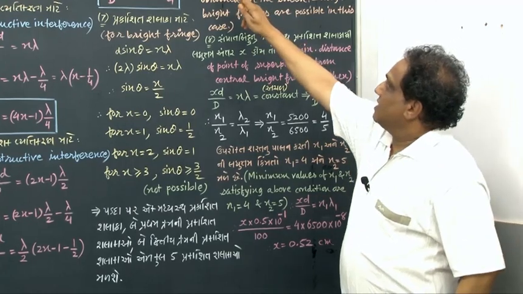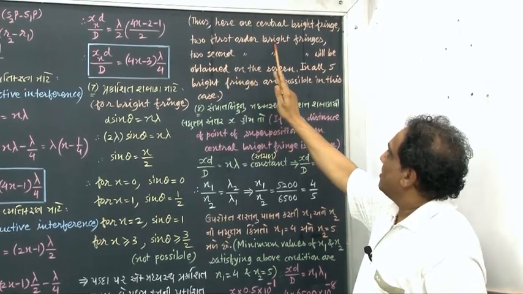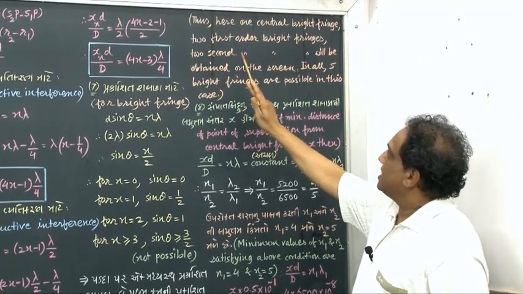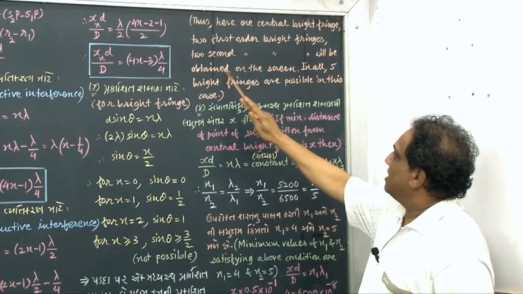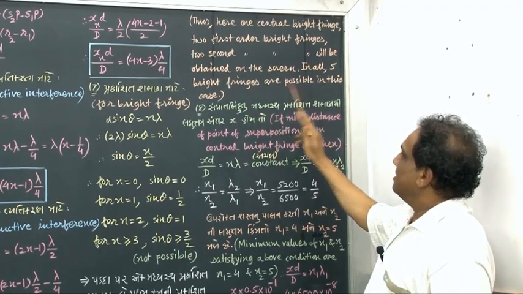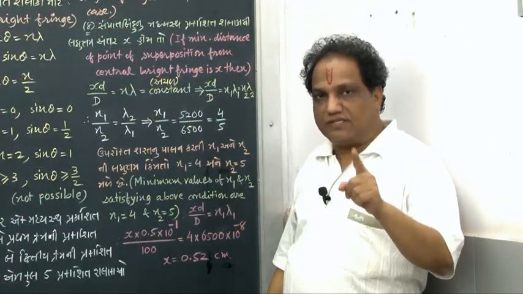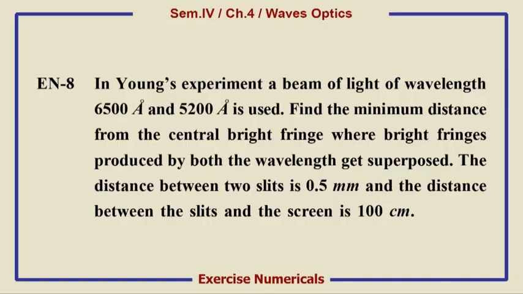Here I have written, thus here 1 central bright fringe, 2 first order bright fringes, and 2 second order bright fringes will be obtained on the screen. In all, 5 bright fringes are possible in this case. Got it? Read the statement of exercise numerical number 8.